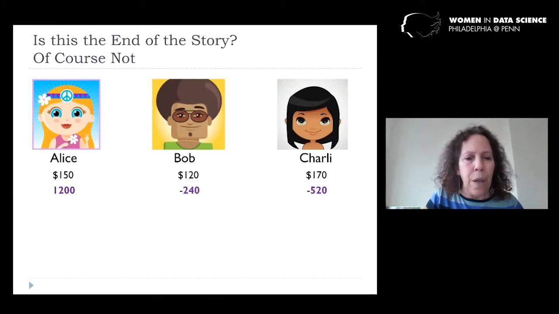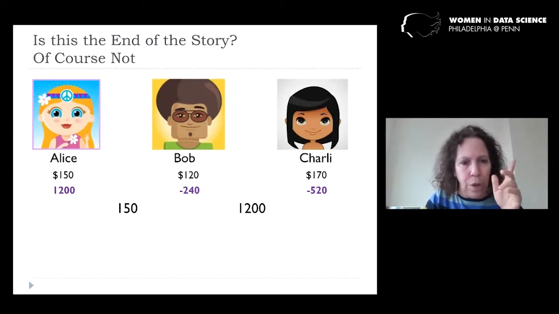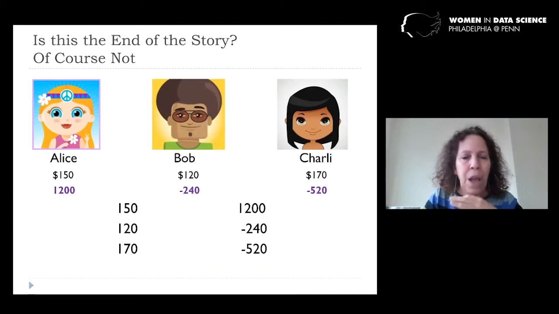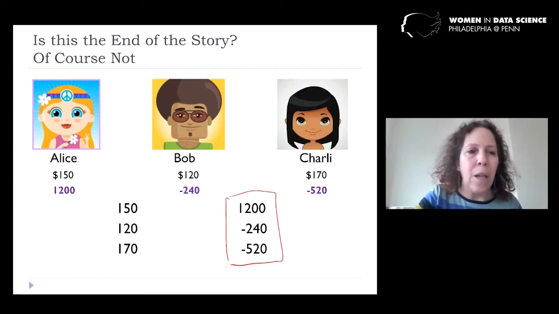Alice had 150 in her original, that's her original salary, but her computed value is 1,200. She tells everybody the number 1,200. Bob had 120 and now has minus 240, announces the minus 240, and Charlie does the same thing. So everybody exposes these values, these intermittent calculations that they've done. And what's the magical thing?